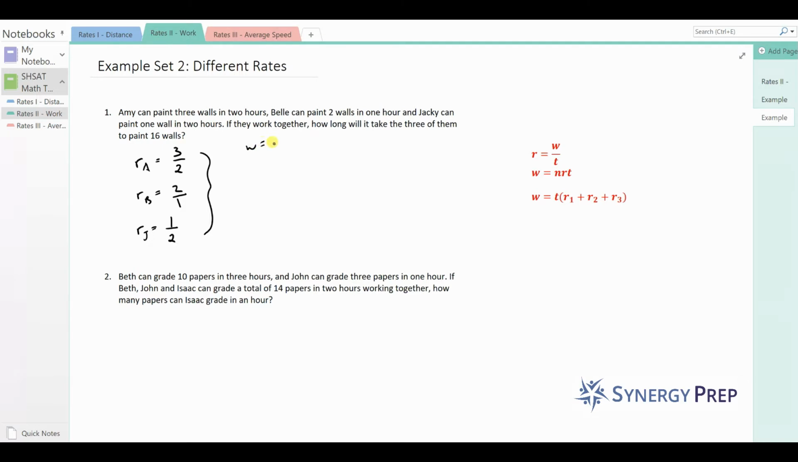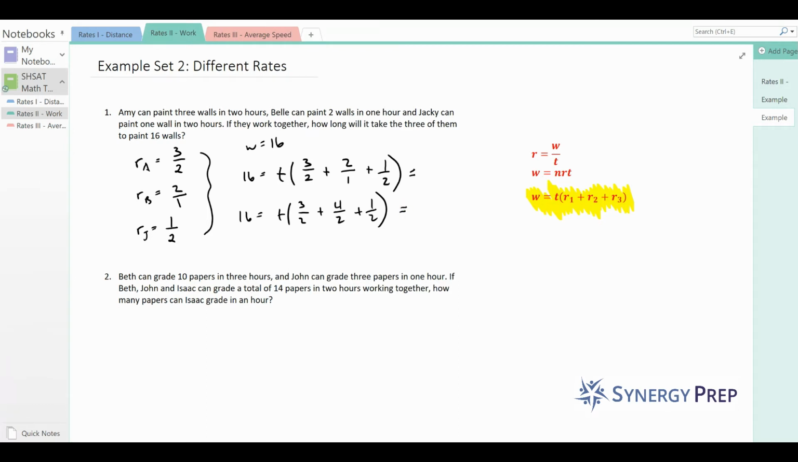So we have W is equal to 16, right? Now over to our right-hand side, we have the equation written down, so we'll just highlight this and use this to plug in our information. So W is 16, T is what we're solving for. We have 3 over 2 for a first rate, 2 over 1 for a second, and 1 over 2 for a third. Now, of course, you want least common denominator and simplify, so I'm just going to quickly do that. 16 is equal to T times, least common denominator is 2, so 3 over 2 plus 4 over 2 plus 1 over 2, right? We turned 2 over 1 to 4 over 2.